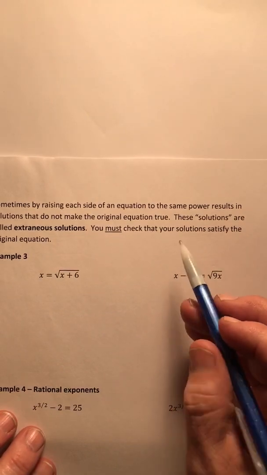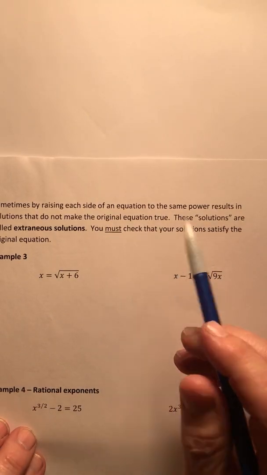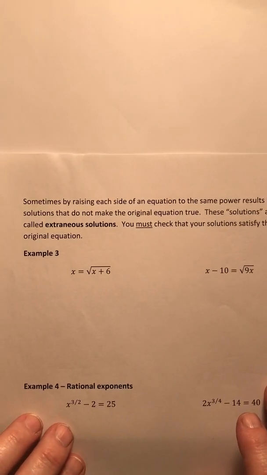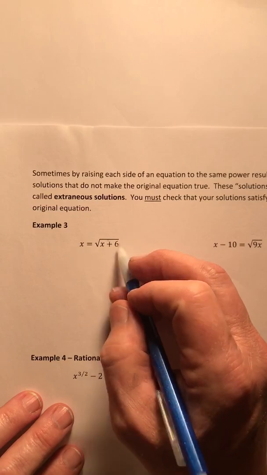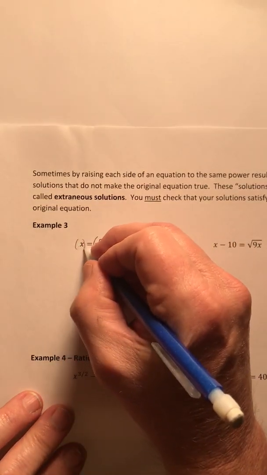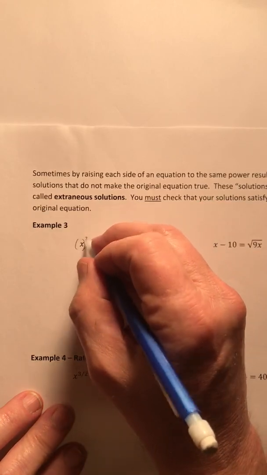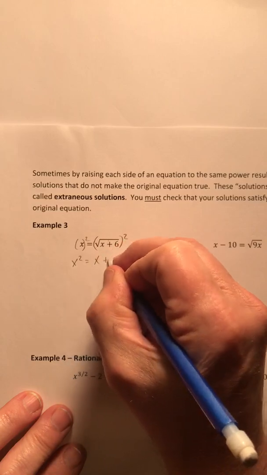Now sometimes you have to be careful with these. You get extraneous solutions, like I told you. That's why you have to check your answer. Remember that. So here, again, we have the square root isolated, so we would have to square this side, and then we would have to square this side. So now this x squared equals x plus 6.